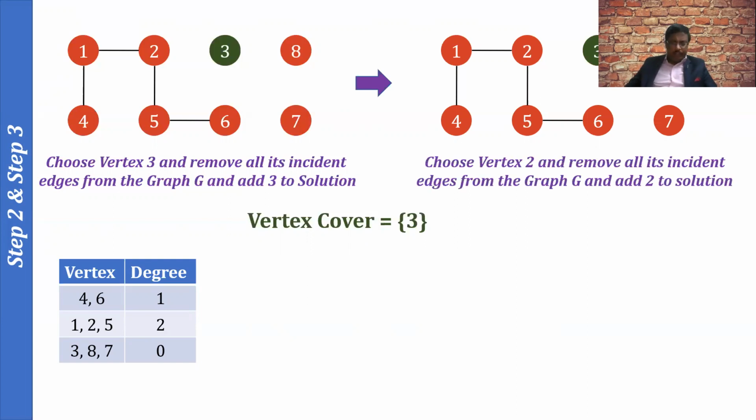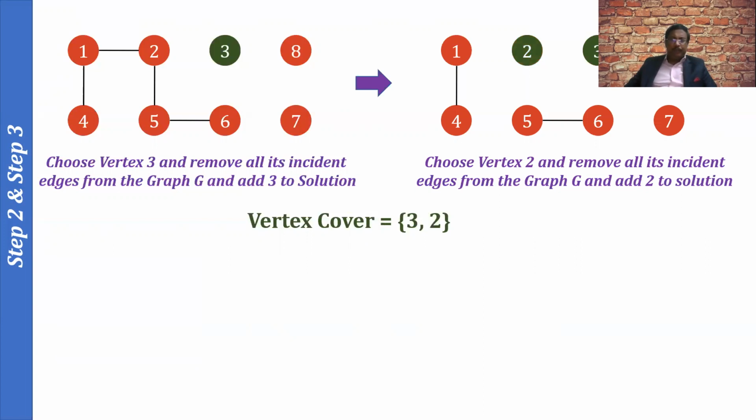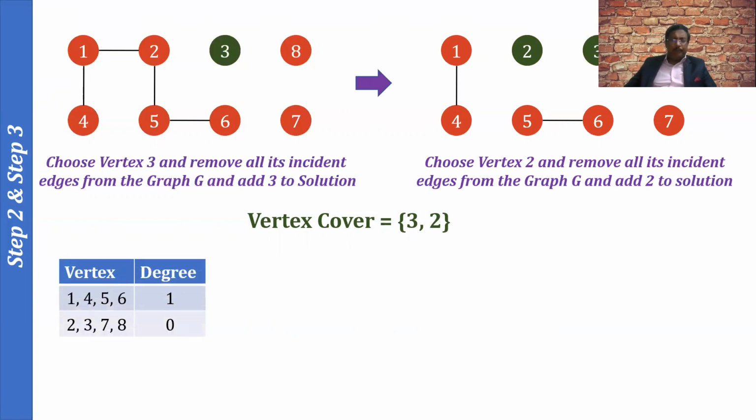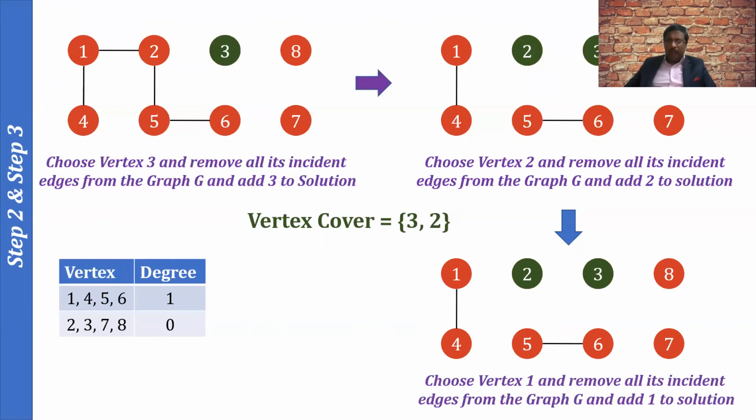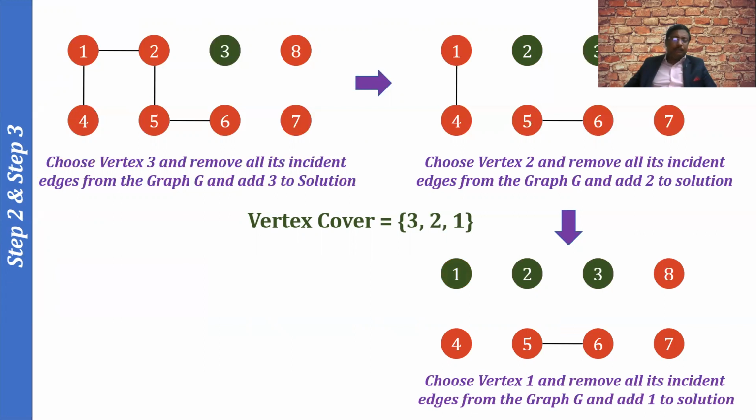You can choose 1, 2 or 5, no issues. I'm going to choose the vertex 2, remove all its edges from the graph G and add 2 to the solution. All edges are removed, and now the vertex cover contains 3, 2. Again, you have to update the vertex table. Now, when you update the vertex table, we have 4 vertices all with degree 1. Again, choose any vertex. I am going to choose vertex number 1 and remove incident edges from graph G, and 1 will be included as part of the vertex cover.